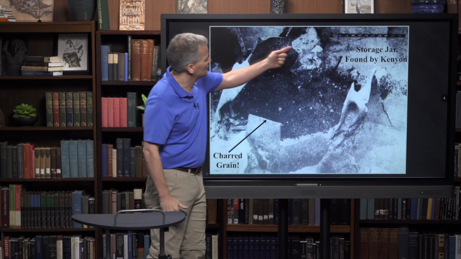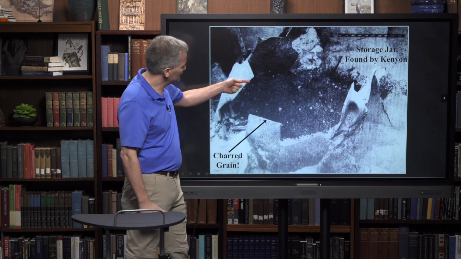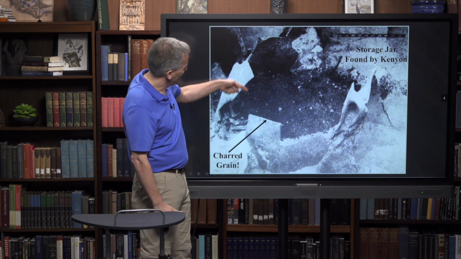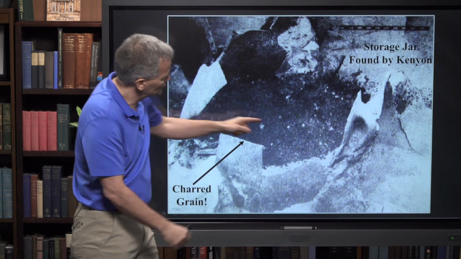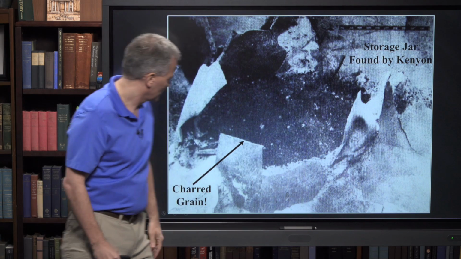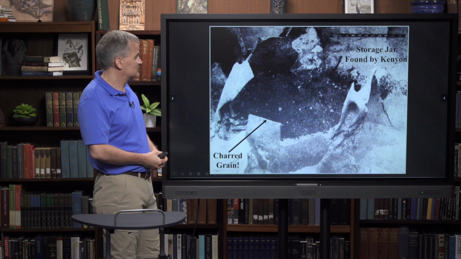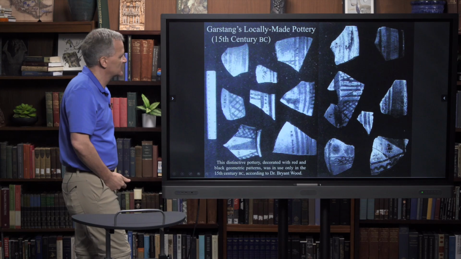Then we have this close-up view of a storage jar found by Kenyon. And there you can see right there the charred remains of grain right inside this large storage jar with its handle right there. And that is a perfect example of the outworking of exactly what we read about in the Bible, that the destruction of the city took place in harvest when they would have had grain in mass abundance, having taken it from the fields where they grew it, stored it. They thought they were going to be able to wait out a siege, but no, somehow the Israelites got into the city anyway and destroyed it.